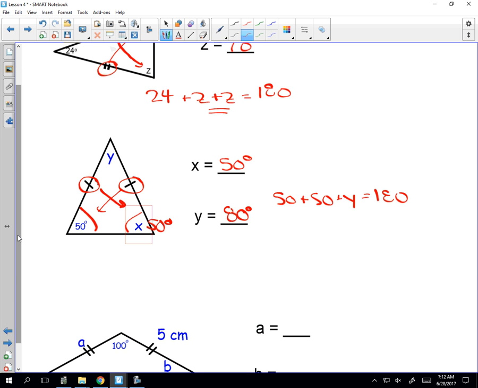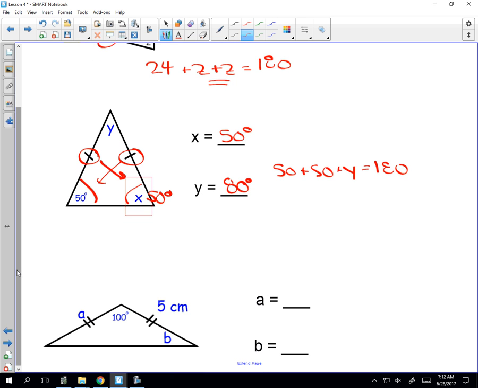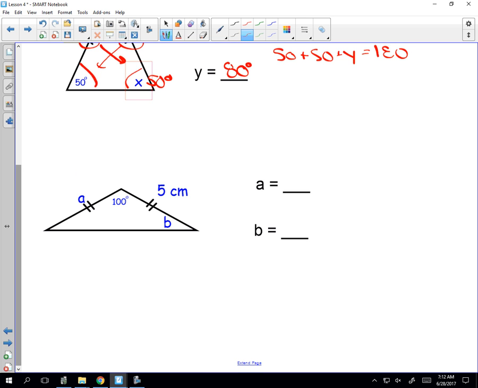We have to understand sometimes it doesn't always look perfect in the image, but we should always be able to make sure that we know, bigger than 90, less than 90. We can see this upper angle here is bigger than 90 degrees. We know that these two base angles then have to be less than 90. They're asking for A, which is a side length.